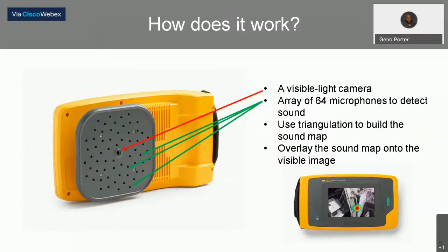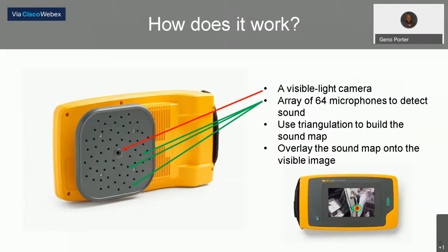So just to recap what we just said, how does it work? On the back of your ii900, you have this gray square that encompasses a visible light camera, again just what you'll see on the back of your modern day cell phone or tablet. And surrounding that, you have 64 microphones to detect sound. These are what I like to call smart microphones because they have diagnostics that tell you when they're about to fail or when they have failed. So you don't have to guess whether your ii900 is in good shape or not.